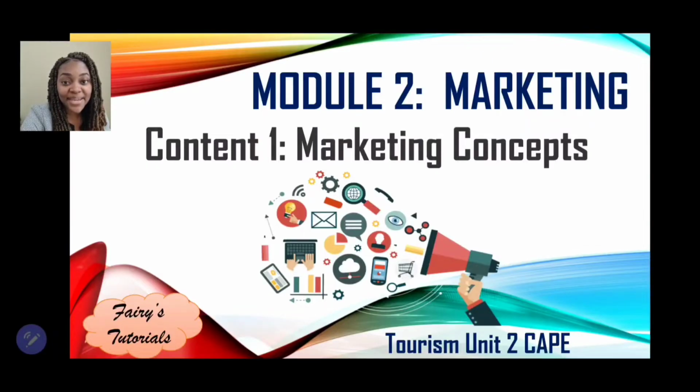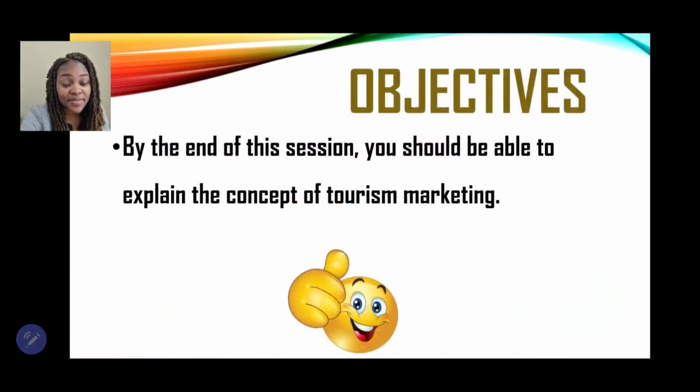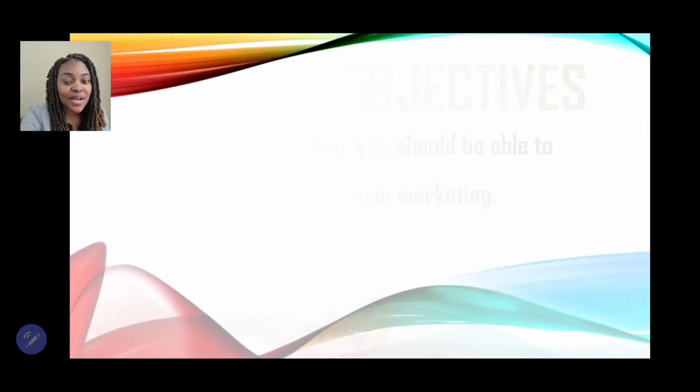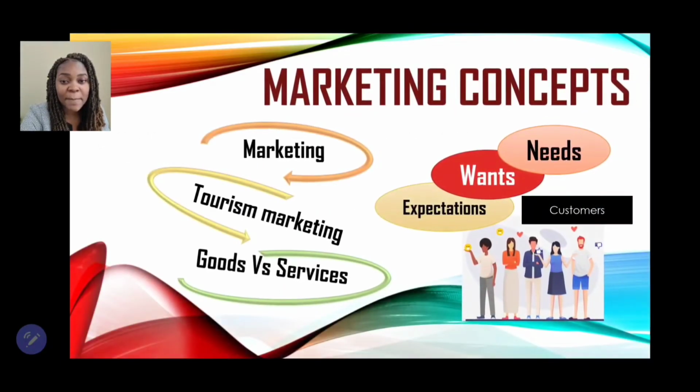Module 2, Marketing. And we're looking at Content 1, which is entitled Marketing Concepts. Now, let's take a look at your learning objectives. By the end of this session, you should be able to explain the concepts of tourism marketing. The concepts that we'll be looking at are marketing, tourism marketing, goods versus services, and also we'll explore what is meant by customers' needs, wants, and expectation.